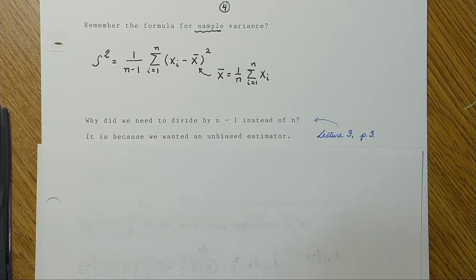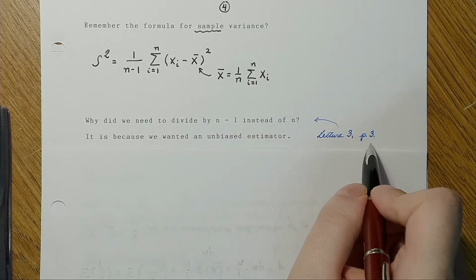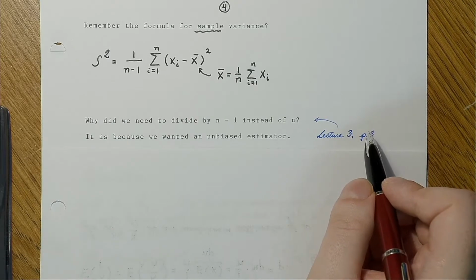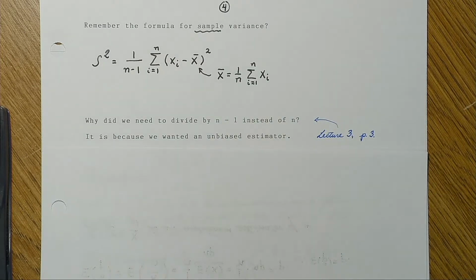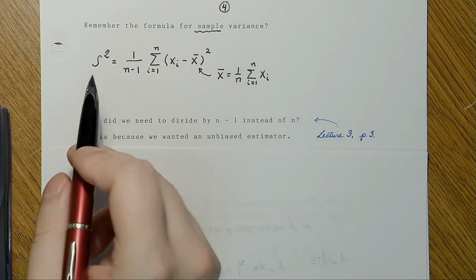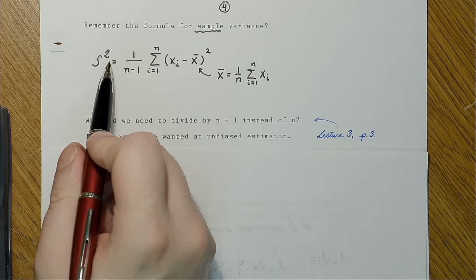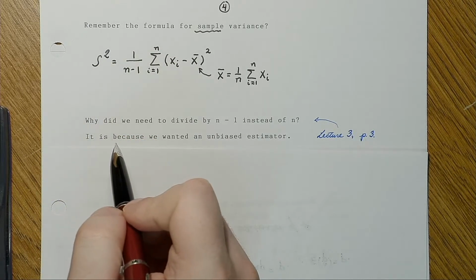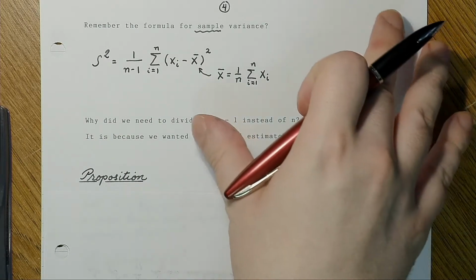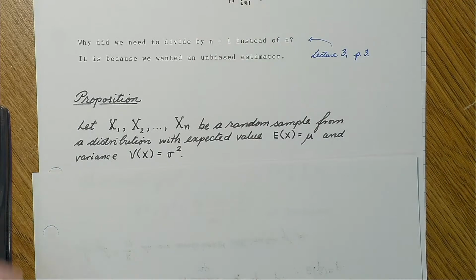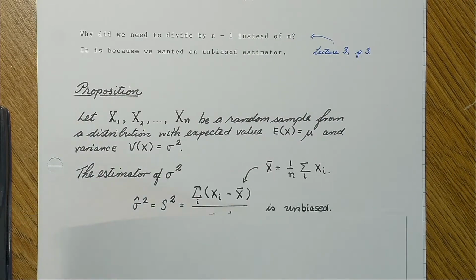Now, I had said in lecture 3, page 3, that it is because we wanted an unbiased estimator. Probably it didn't mean anything at the time, but now that we have our definition of what an unbiased estimator is, what that means is that we expect that the expected value of s squared should equal sigma squared. So, that's what we're going to do.